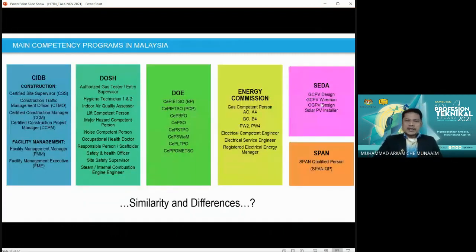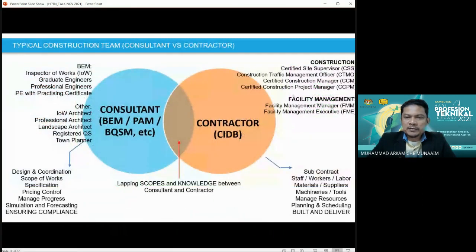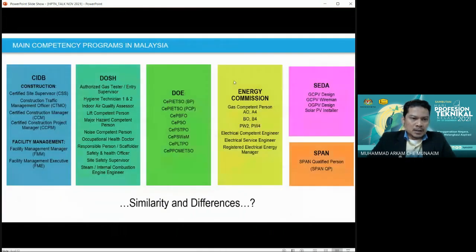Besides CIDB, about 7 programs altogether are currently in place at CIDB, and I put them all here. For construction, we have CSS, CTMO, CCM, and CCPM. On facility management, we have FMM as well as FME.